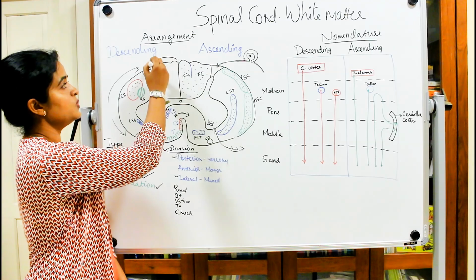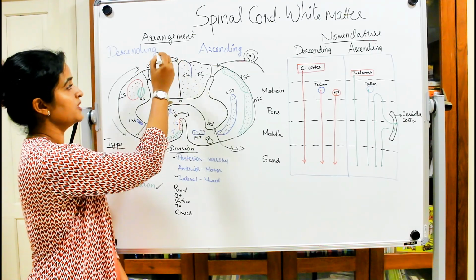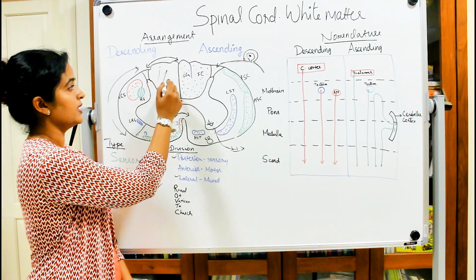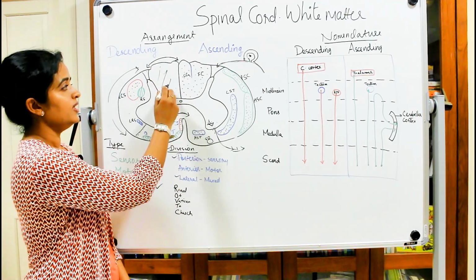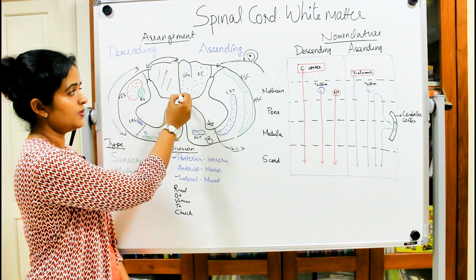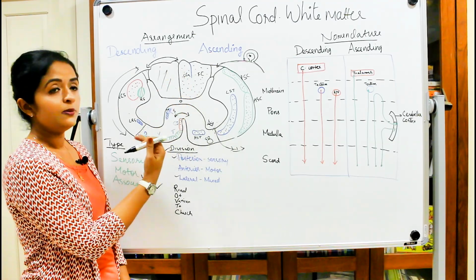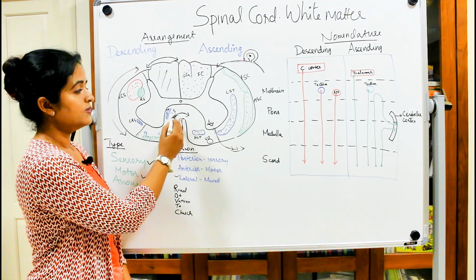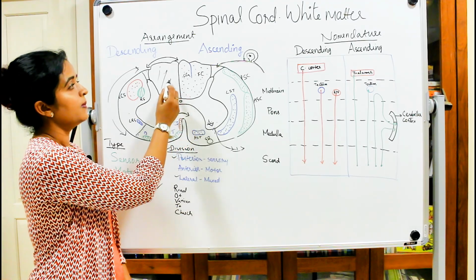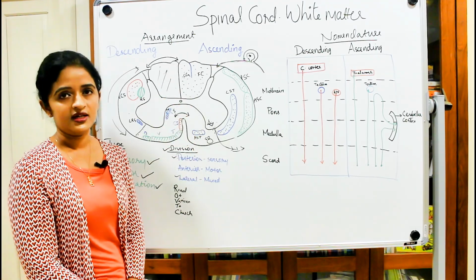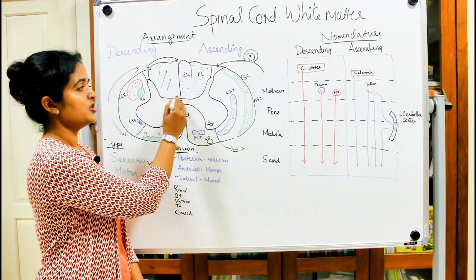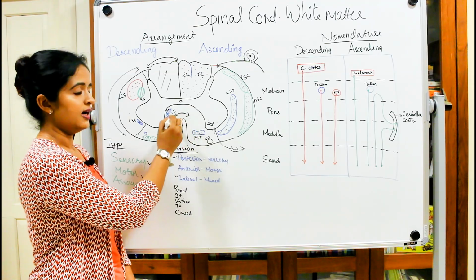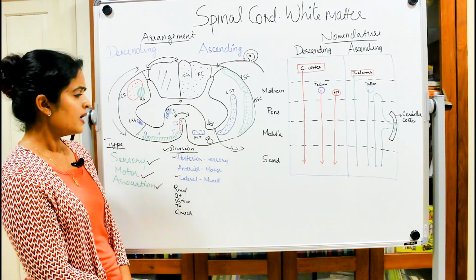Posterior column extends between the posterior-median septum till the posterior horn of the spinal cord. So this region is known as the posterior column. On either side of the posterior-median septum you have the posterior column. The important thing to remember at this point is that the anterior columns are connected through the anterior commissure, but the posterior columns are not connected because there is no connection between the posterior columns. But in the anterior column you can see that they are connected.